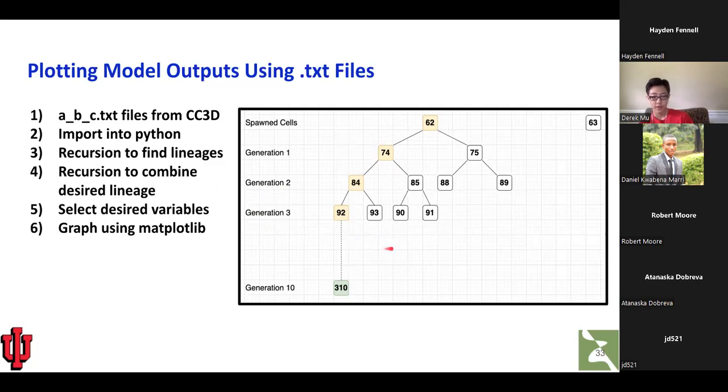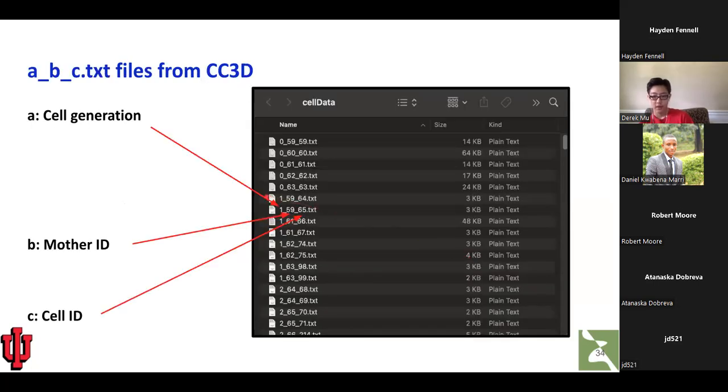And here are those steps in more detail. So here's a look at the files exported from CC3D. Once again, A is the cell generation. And so for this file right here, 1 would be the generation.